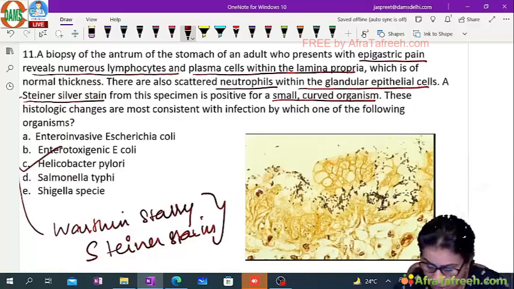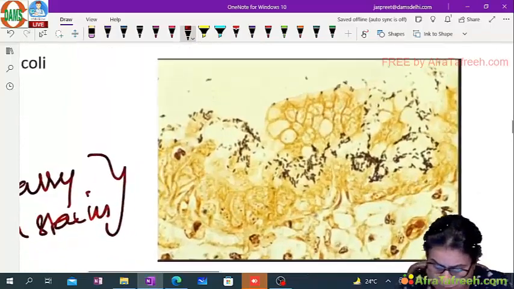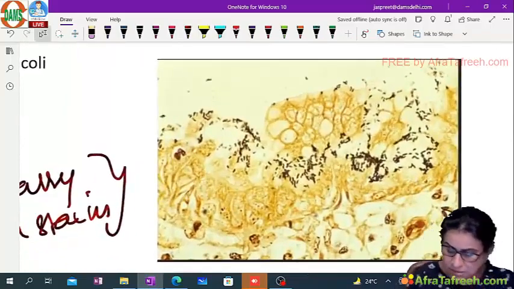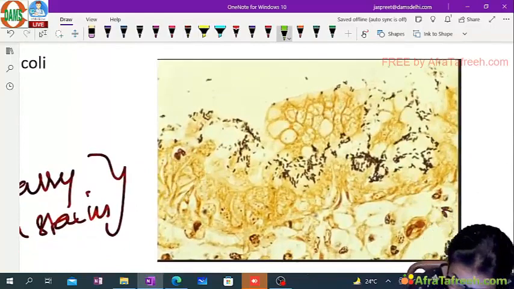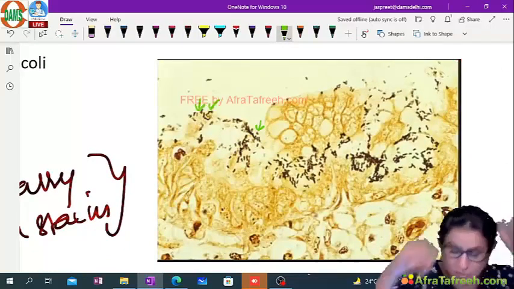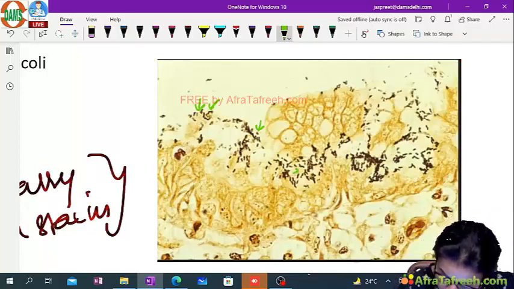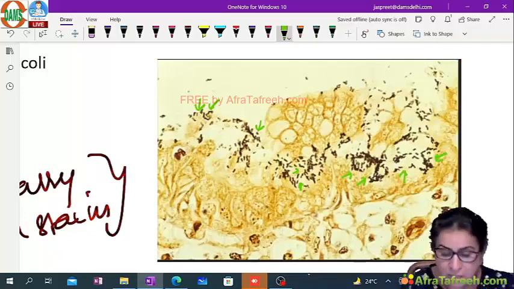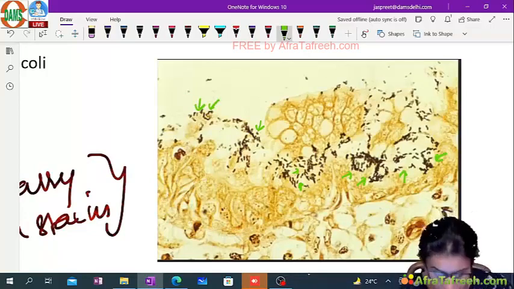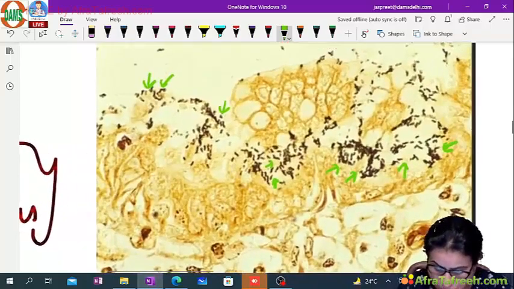Okay, now I want to show you, this is the silver stain, and these numerous black colored bacteria on the top of the epithelium. This is epithelium. These numerous curved bacteria, black colored, all these are H. pylori. So these numerous tiny black bacteria, all these are H. pylori. Yes, Abhinav, Pooja, all of you are correct. So look at this. I have zoomed this picture.